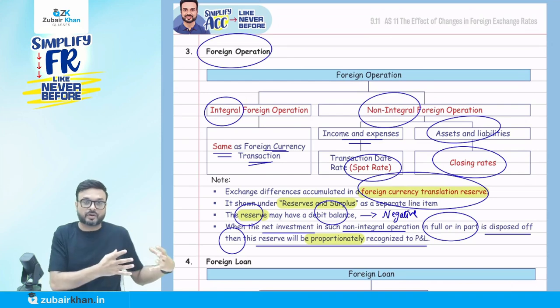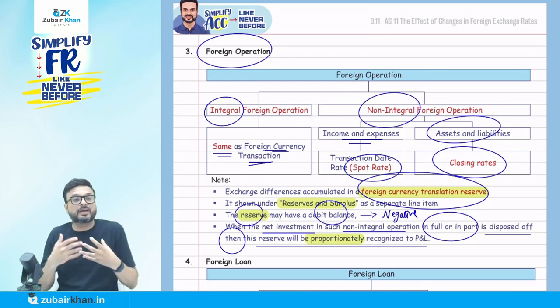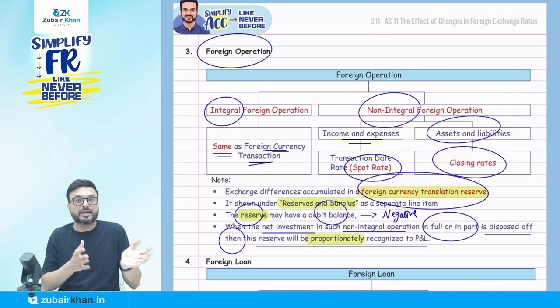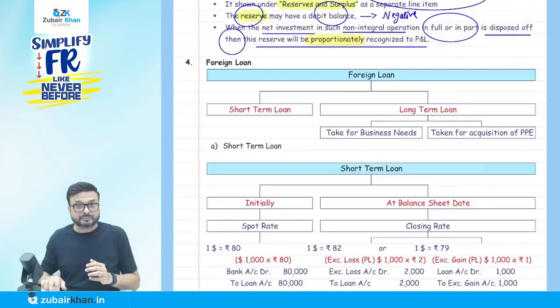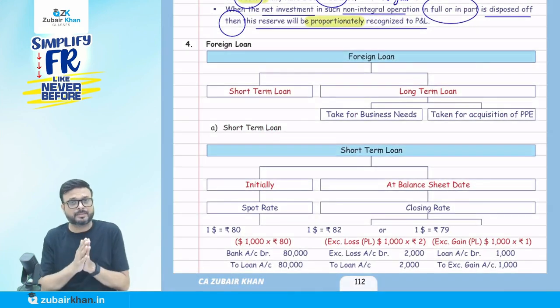So we discussed the foreign currency transaction. What is a transaction? We are purchasing or selling something in foreign currency. Here, in foreign operation, we have some business abroad. Now I'm coming to the part on foreign loans. Very simple, just listen.